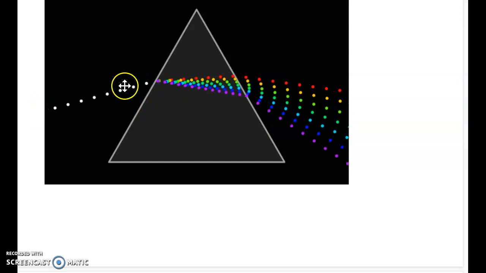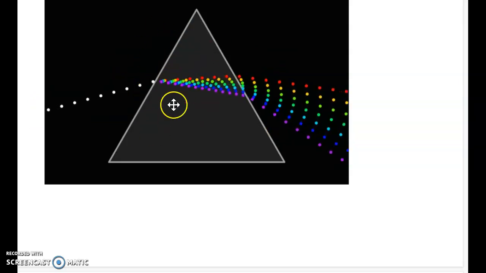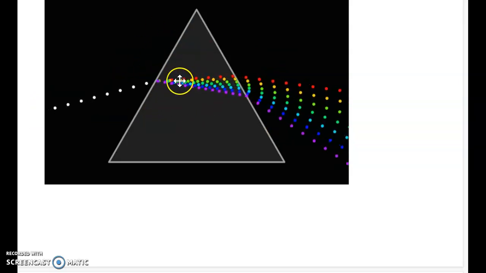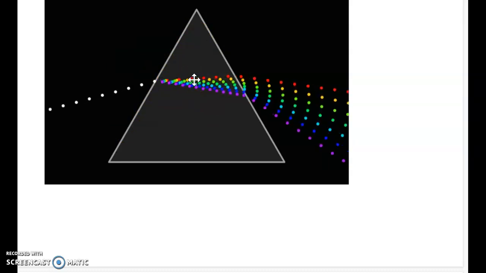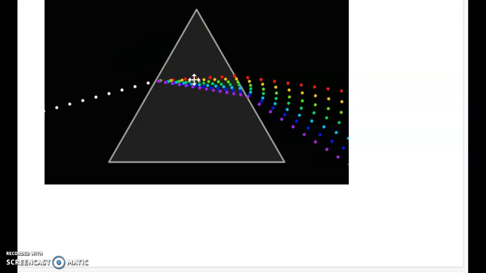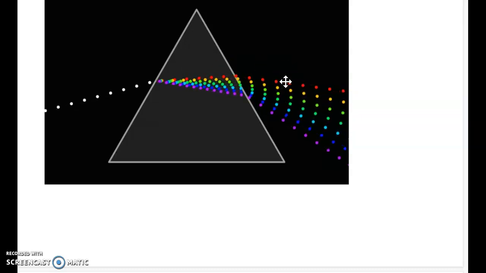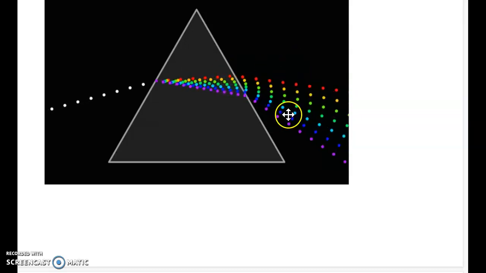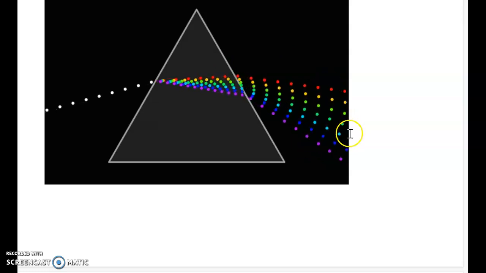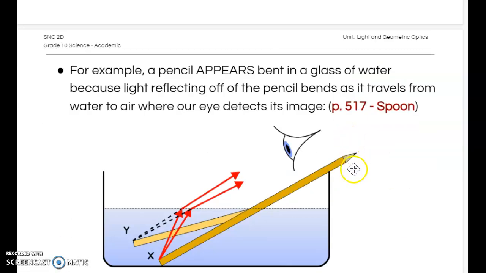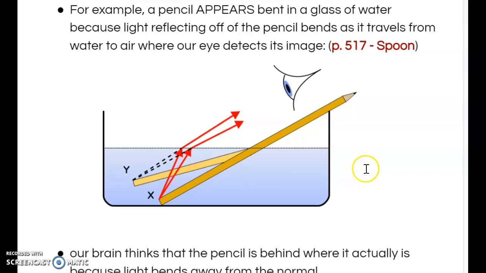Okay, we have a white light beam interacting with the glass prism here, and the glass prism bends and slows down the white light into different wavelengths, and those different wavelengths are visible light that we can see through the visible light spectrum.